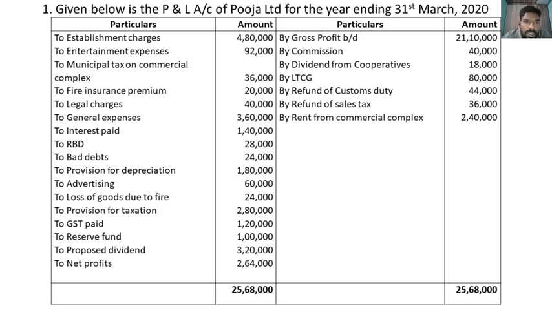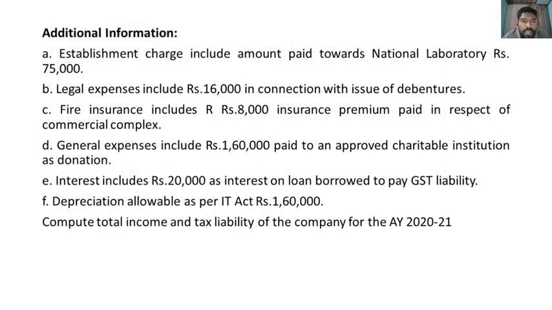Say establishment charges, entitlement expenses, municipal tax on commercial complex, fire insurance premium, and legal charges, general expense, interest paid, RBD, bad debts, provision for depreciation, advertisement, loss of goods due to fire, provision for taxation, GST paid, reserve fund, proposed dividend, and profit like gross profit, commission, dividend, LTCG, refund of custom duty, refund of sales tax, rent from commercial complex. Say, additional information is also given.